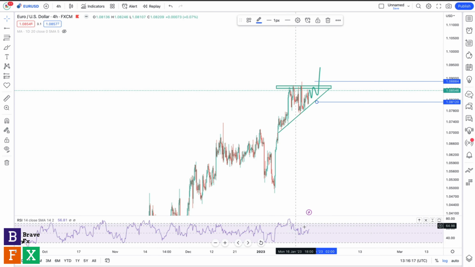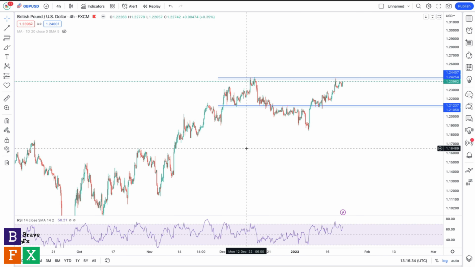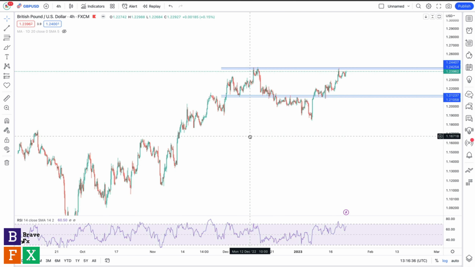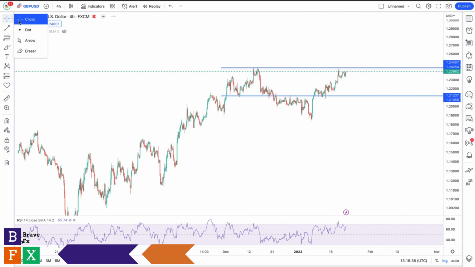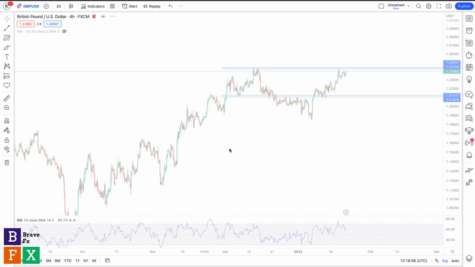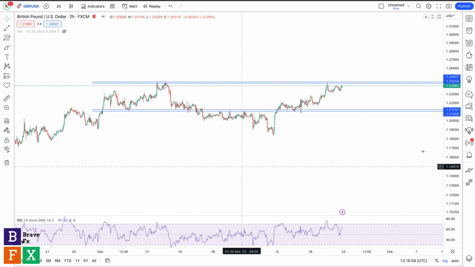Moving on, GBP-USD. Okay, so looking at this chart, this is a 4 hours chart on GBP-USD. It seems like we are getting a double top, but it is not ideal to just assume that this is going to be a double top until it actually happens. So right now, for me to go long, I'm going to go down to the 2 hours time frame. So in order to go long on GBP-USD, this is what I'm going to be watching out for.